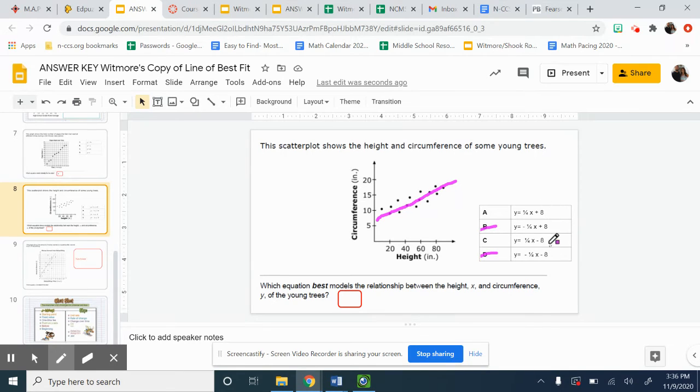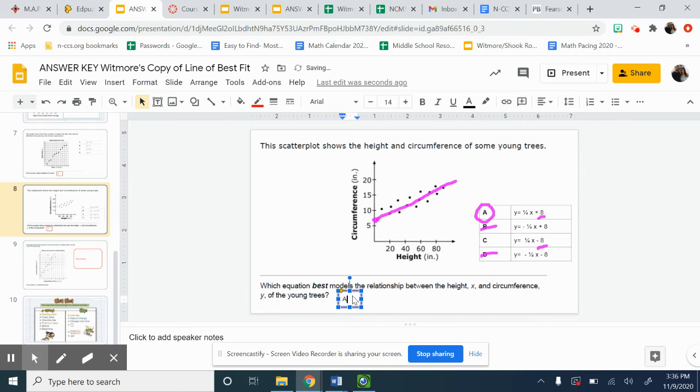I'm going to pay attention to my B values. I have a B value of positive 8 or negative 8. If I know my graph is crossing somewhere between 5 and 10, I know that's a positive number. So just using my context clues, I'm able to decide that my equation for this problem is A. I never had to find a slope. I never had to pick 2 points. You just use your context clues to eliminate what you know.